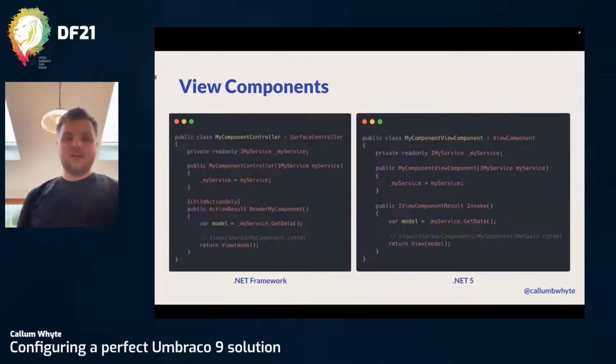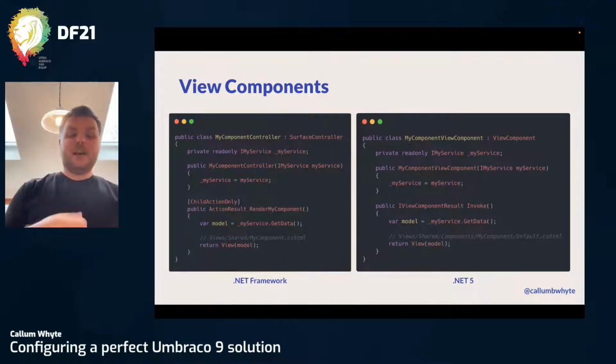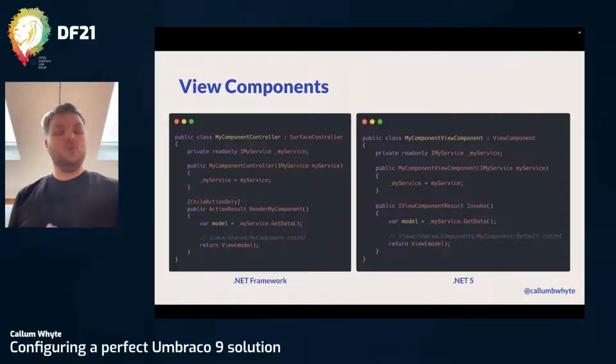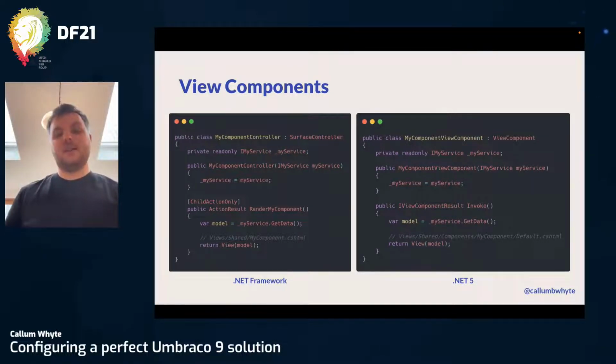I showed you this a second ago. This is a surface controller on the left-hand side. This was pretty cool. We could inject anything we wanted into here, so an external service to go and fetch some data. We'd then have a method that we call to render, and we could then return a view with a model. And that would render by default in views/shared/my component, in this case, the name of the component. But you could pass a custom view path in there. It could be absolutely anything you wanted it to be.